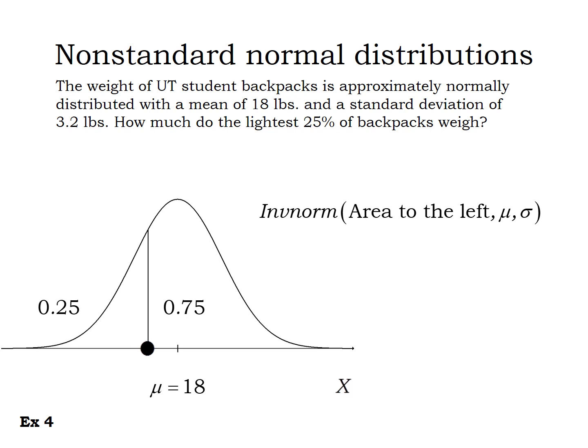We're going to use our inverse norm. We have to tell the calculator the area to the left, which in this case is 0.25. So it's going to be inverse norm, 0.25, mean of 18, standard deviation of 3.2. And when we do this, we're going to get approximately 15.842 pounds. So what this is saying is 25% of UT students' backpacks weigh 15.8 pounds or less.